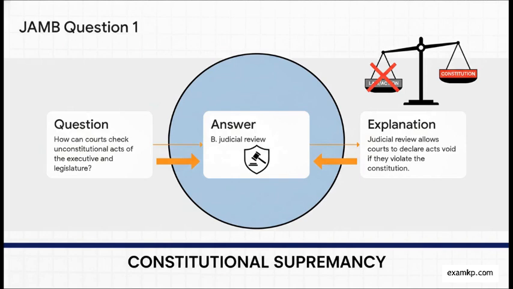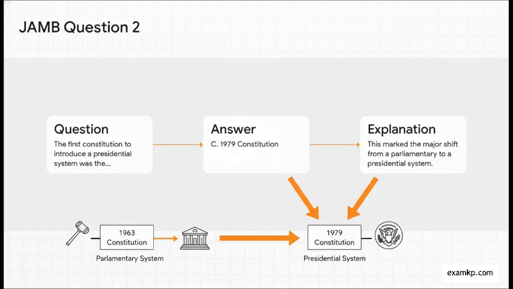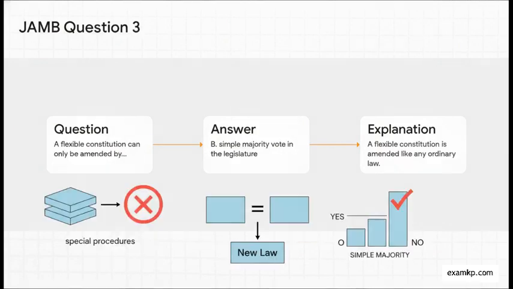You see, this is exactly why we looked at that timeline. The question is asking about the first time we got a presidential system. And if you remember our timeline, that major shift happened with the 1979 Constitution. It's a direct memory recall question, and if you study that timeline, it's an easy mark. The answer is C.